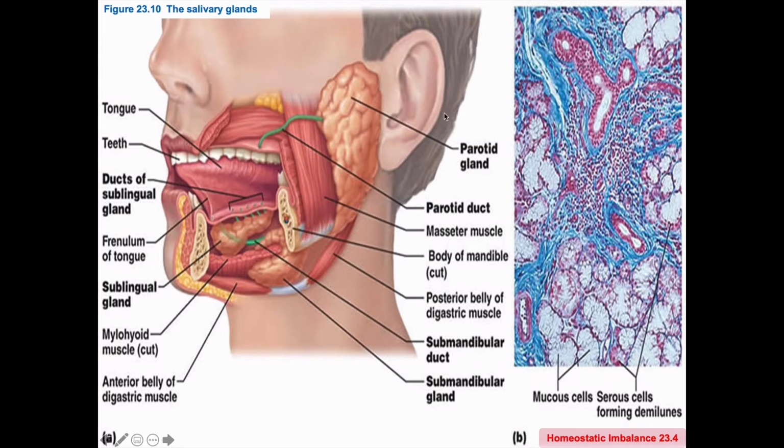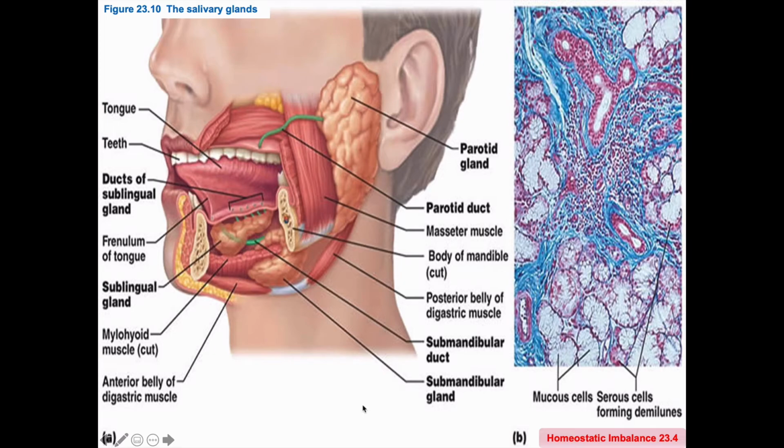As I told you, the parotid gland duct is also called Stensen's duct. The submandibular gland has the submandibular duct, also called Wharton's duct, and the sublingual gland has a duct called the duct of Rivinus.